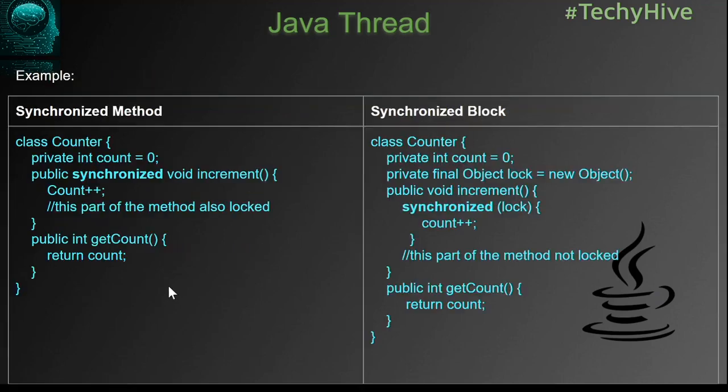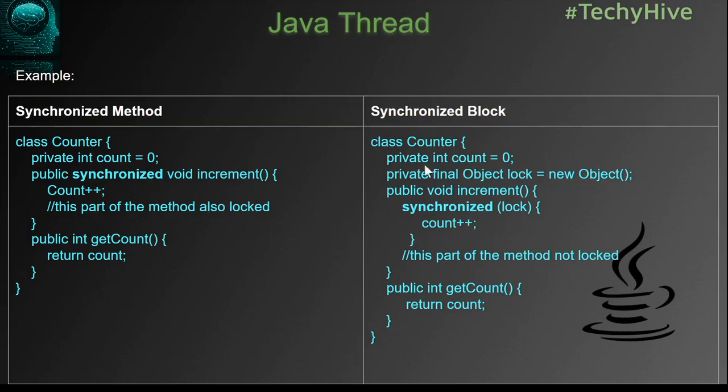Yeah, so here is an example of a synchronized method and a synchronized block. It's very simple to define them. Here, in the increment counter class, you can see we have put the synchronized keyword before the method return value, and now the entire body of the method is locked. So the count plus plus and the other parts are also locked, and then we can get the count from here.